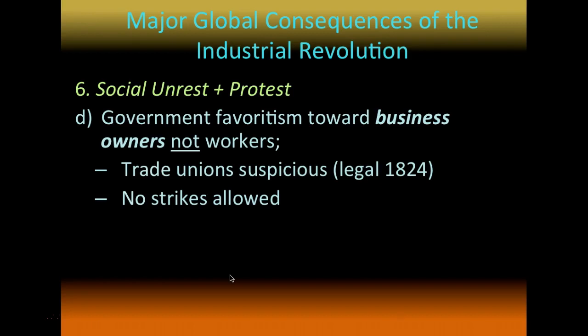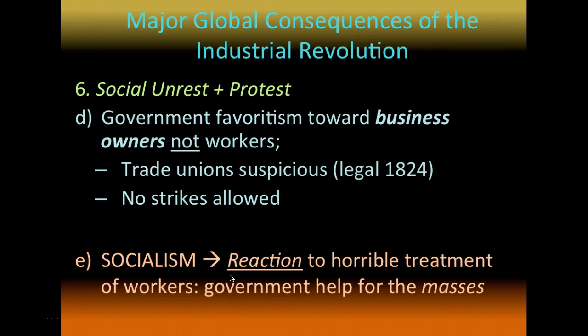They're not allowed to unionize, and they're not allowed to strike. So all of these abuses, all of these challenges lead to the philosophy called socialism, and this is a reaction to the horrible treatment of workers. And the goal of socialism is to have the government help the masses, help the workers, help the lower class proletariats, as opposed to helping the big business owners. The goal for socialists or socialism is for the government to help the workers, help the masses.